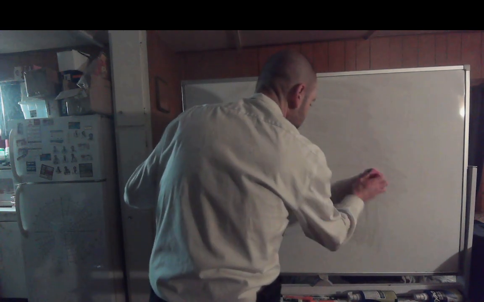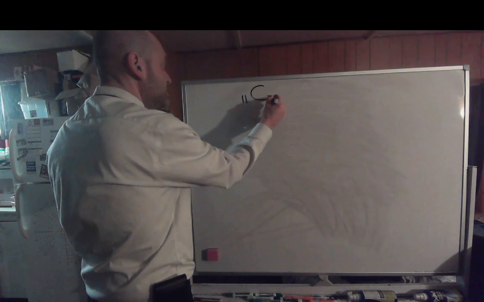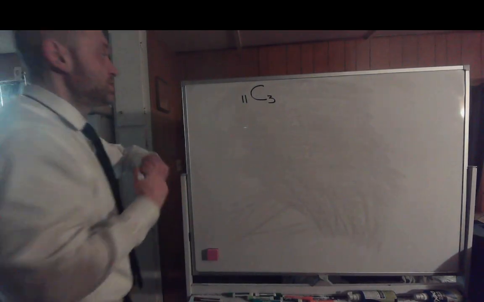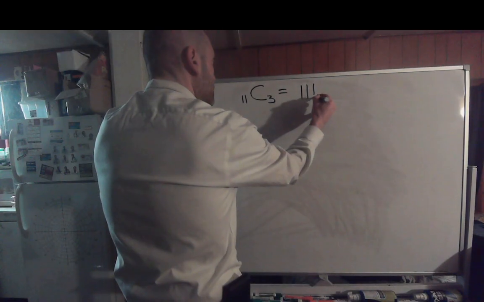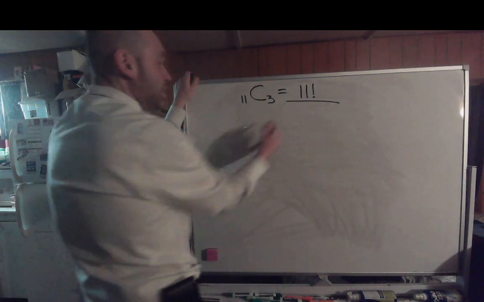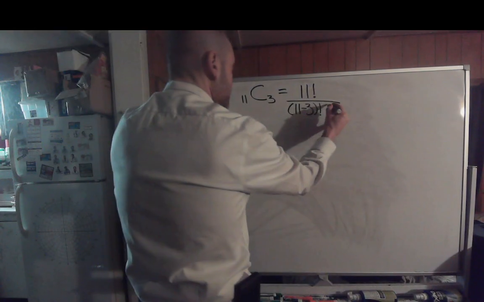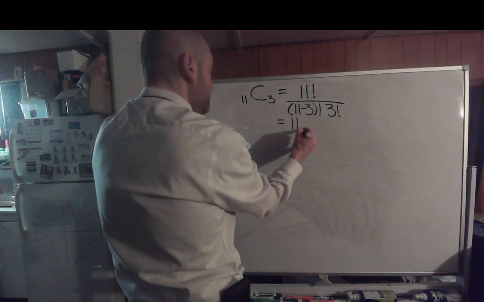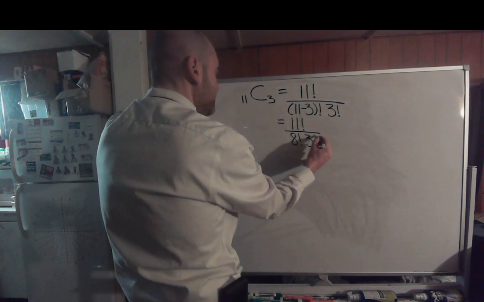All right. One more. I'm going to take the combination of 11 items taken 3 at a time. So I'm going to take 11 items 3 at a time. So this will equal in the numerator my 11 factorial divided by the quantity of 11 minus 3 factorial times my 3 factorial. Okay, so this will simplify into 11 factorial over 8 factorial times 3 factorial.